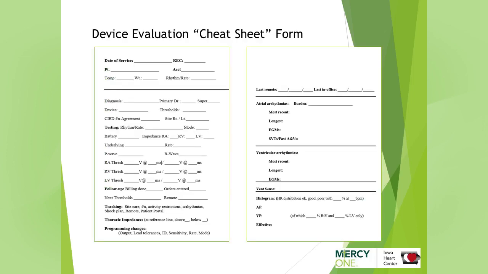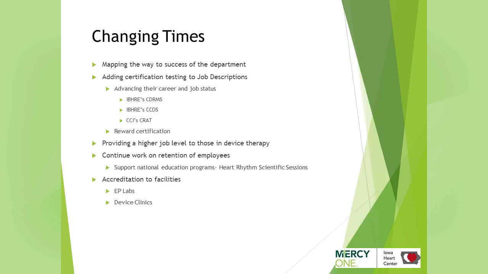Here's an example of the device evaluation cheat sheet form. They're half sheets of paper with print on front and back. It helps collate that information and points out what is important to include in the evaluation.